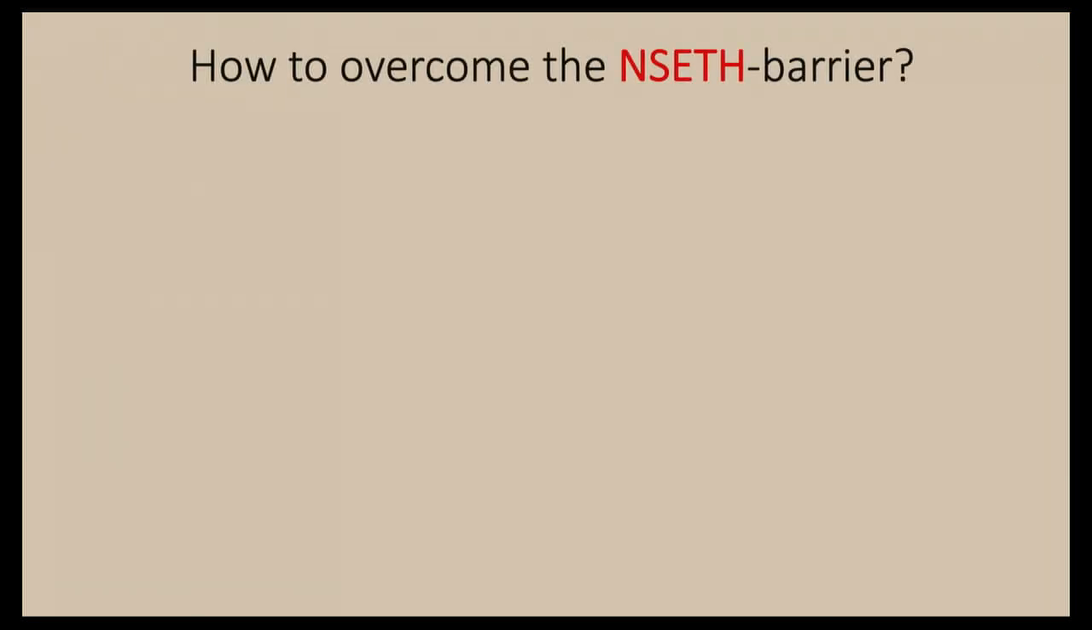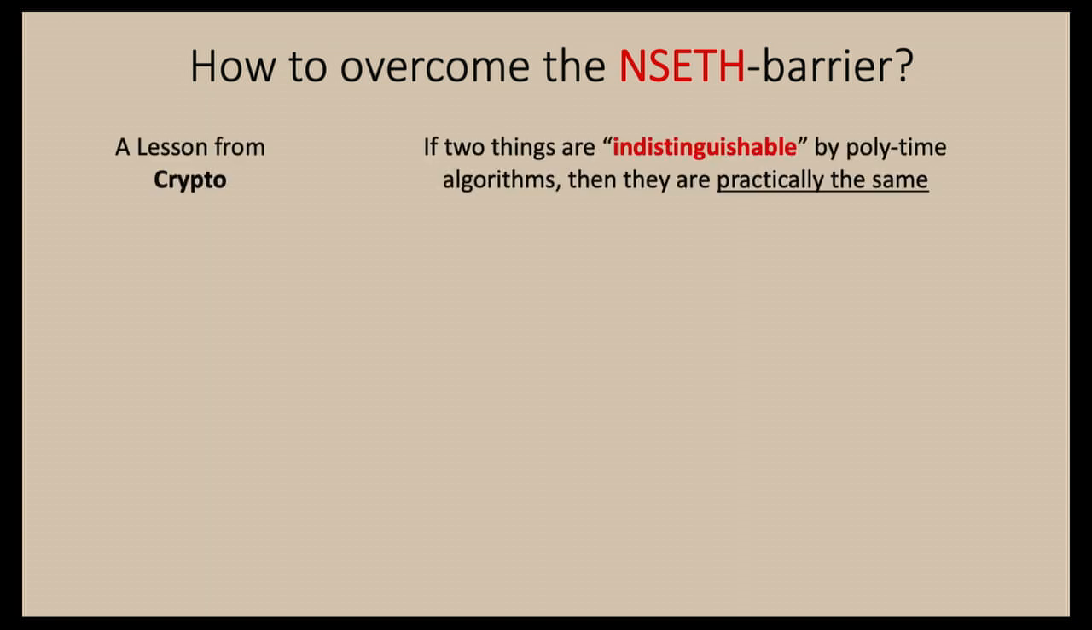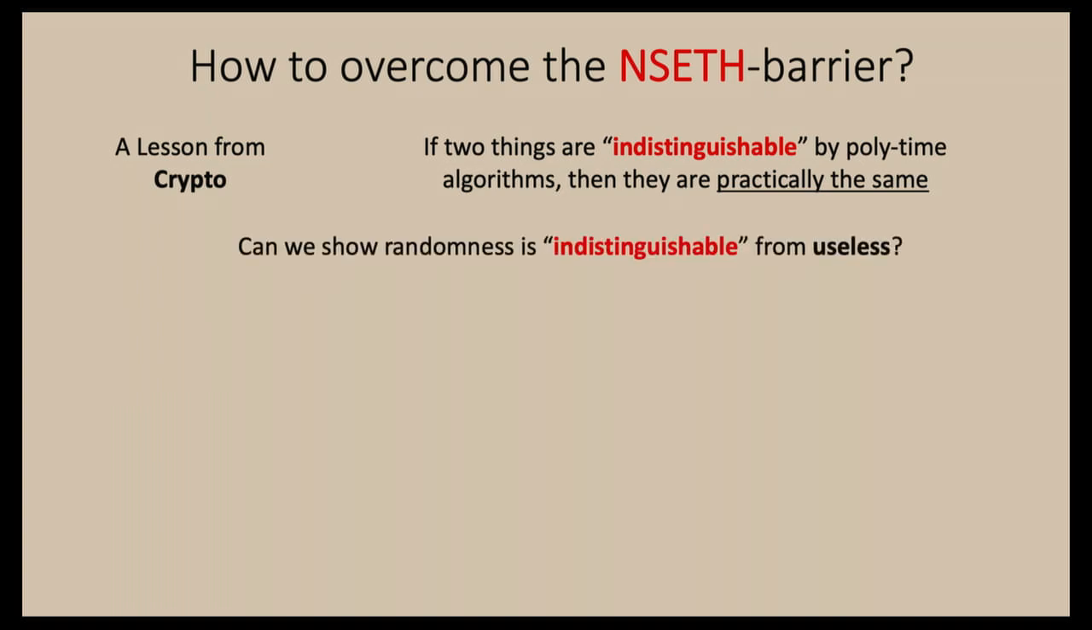So the question is, how do we overcome this NSETH barrier? Because we really want to have generalization with no overhead. A lesson from crypto is that if two things are indistinguishable by polynomial time algorithms, then they are practically the same. So maybe we can relax, and show that randomness is indistinguishable from useless. Actually, the whole study of generalization started with a crypto assumption. The first paper assumed one-way functions. But later it diverged from crypto, and we made our own assumptions. But maybe now it's getting back to more crypto ground. I don't know. Because we want to avoid this NSETH barrier.